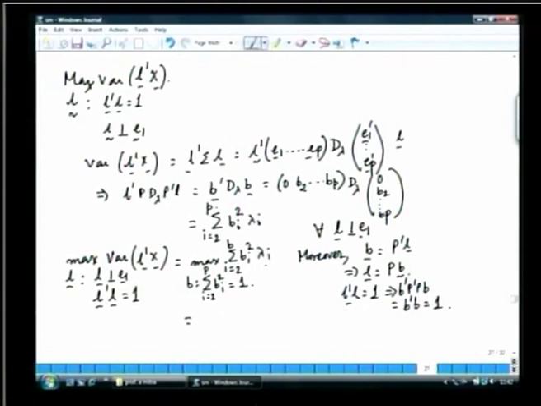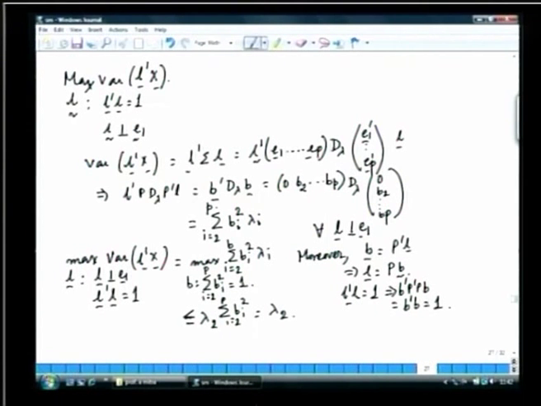Now, here the lambda i's are from 2 to P. So, the maximum value among lambda 2 to lambda P is nothing but lambda 2, and then here I can replace the equality by less than or equal to, and this by summation Bi square from 2 to P, and this is equal to lambda 2.